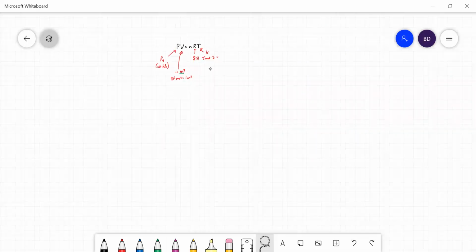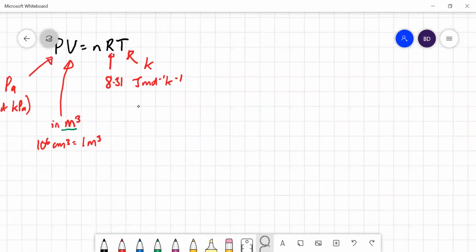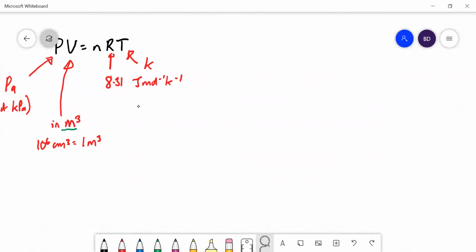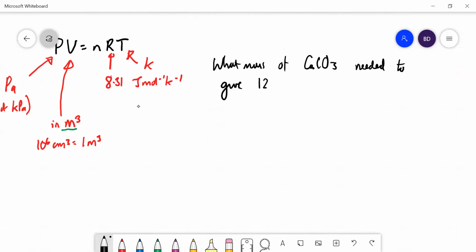Okay, so we're going to go backwards. So the question says, what mass of calcium carbonate is needed to give 126 centimeters cubed of carbon dioxide? Okay. And the calcium carbonate is going to react with hydrochloric acid.